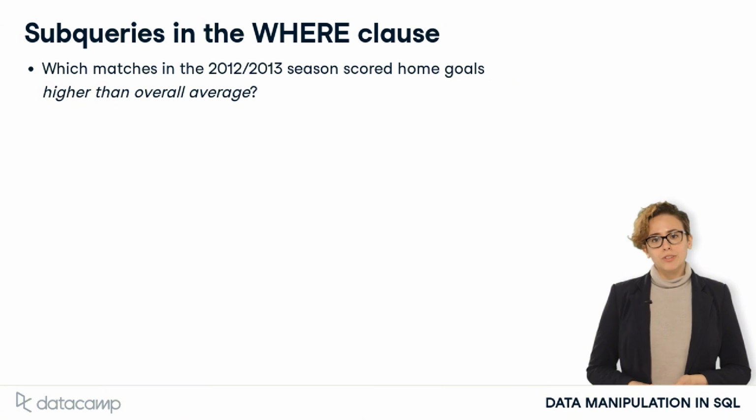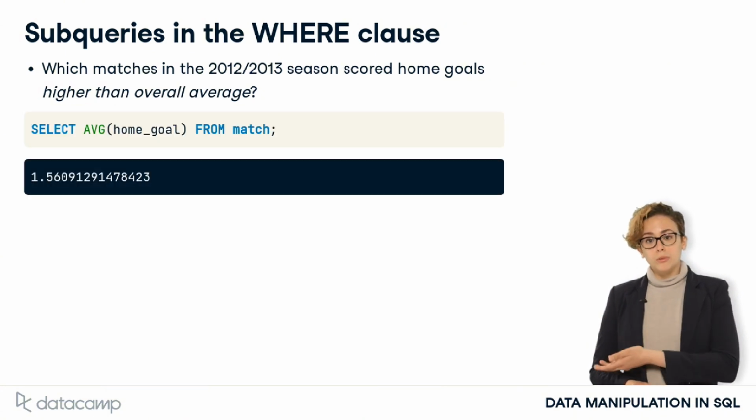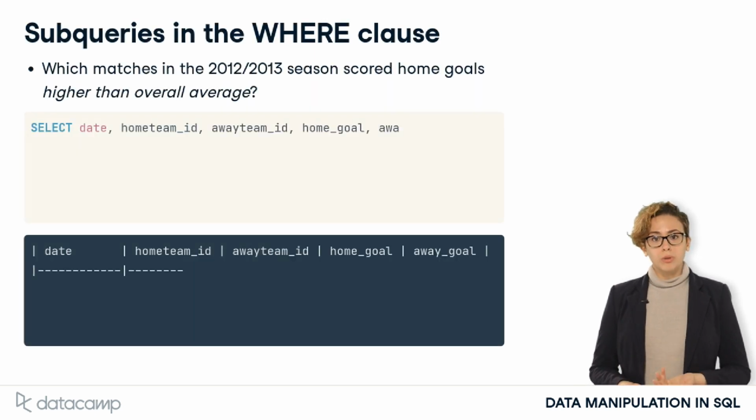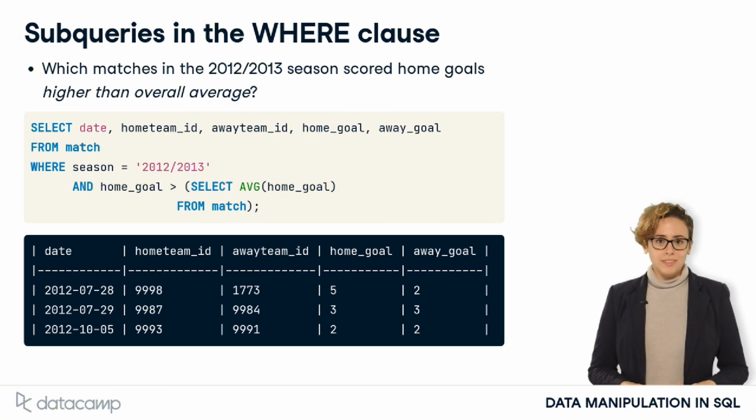the overall average. You could calculate the average and then include that number in the main query, or you could put the query directly into the where clause inside parentheses. This way, you have one less manual step to perform before getting the results you need.